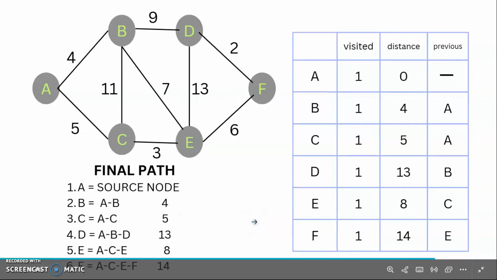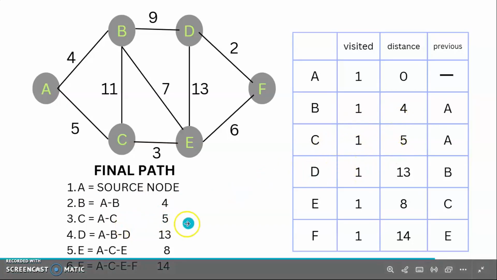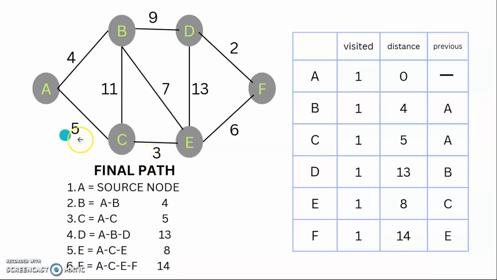So with this, the process is over. So A to B, the distance is 4, and A to C, the distance is 5, and A to D through B, the distance is 13, and A to E through C, the distance is 8, and A to F through C, E, F. Okay, because we are coming to E. When you come to E, you are coming through C. So A, C, E, F, the weight is 14.